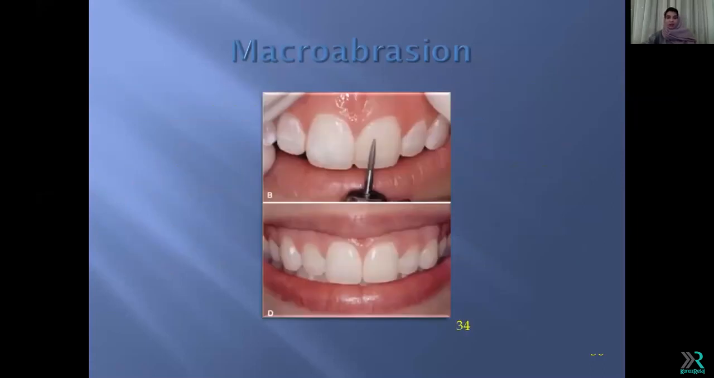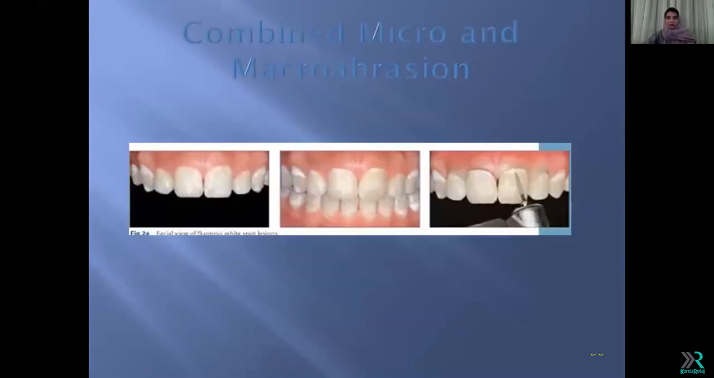Here we can see the macroabrasion using the finishing diamond burr. Also, this case used macroabrasion to remove the cervical white discoloration.